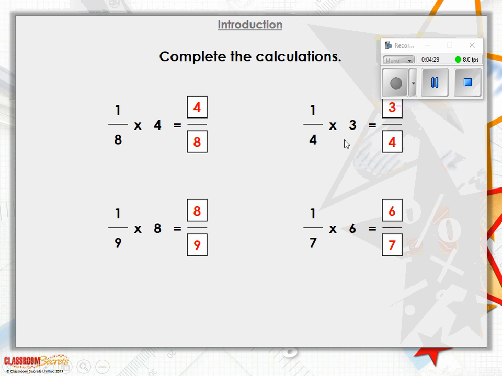Here, 1/4 times 3. Multiply your numerator by your whole number or your integer. 1 times 3 is 3, and then your denominator stays the same as 4. 1/9 times 8. 1 times 8 is 8. And then the 9 just stays the same. 1 times 6 is 6, and the 7 stays the same.